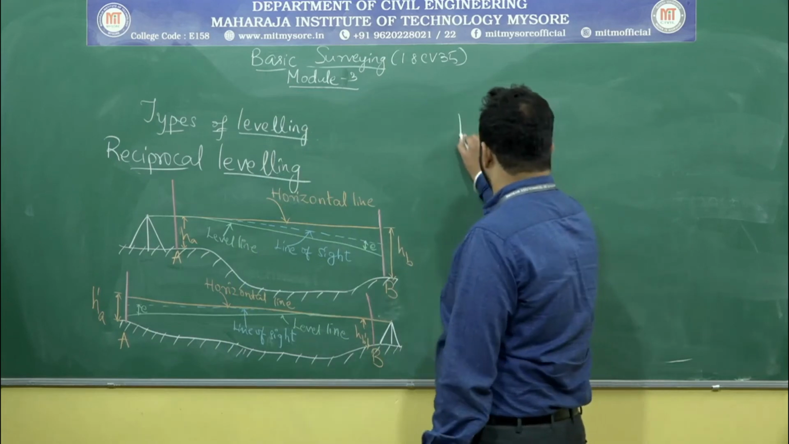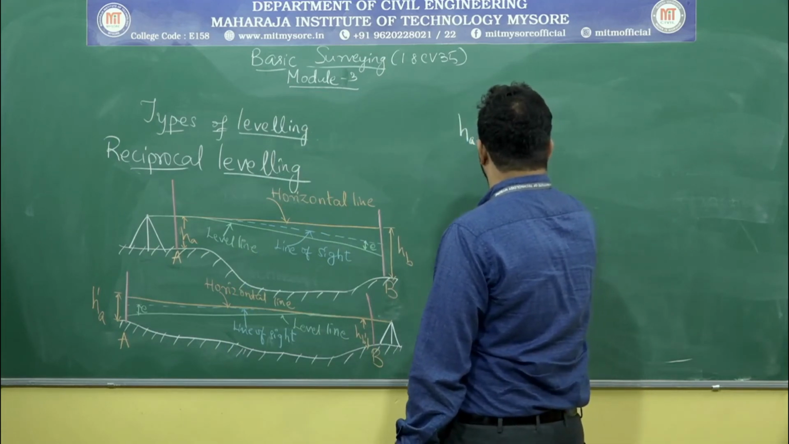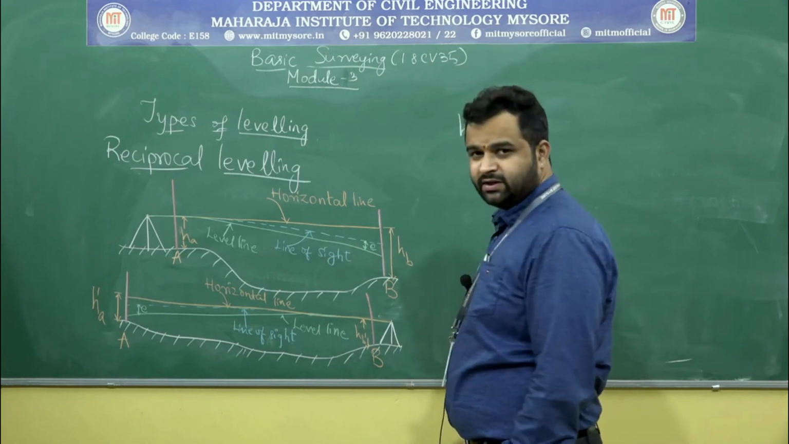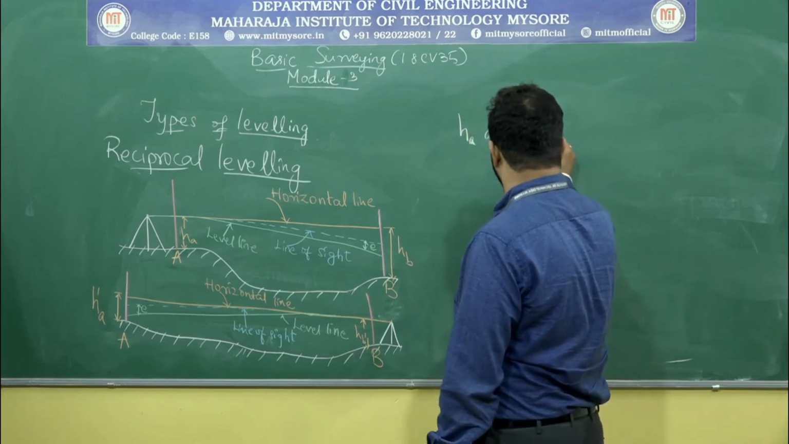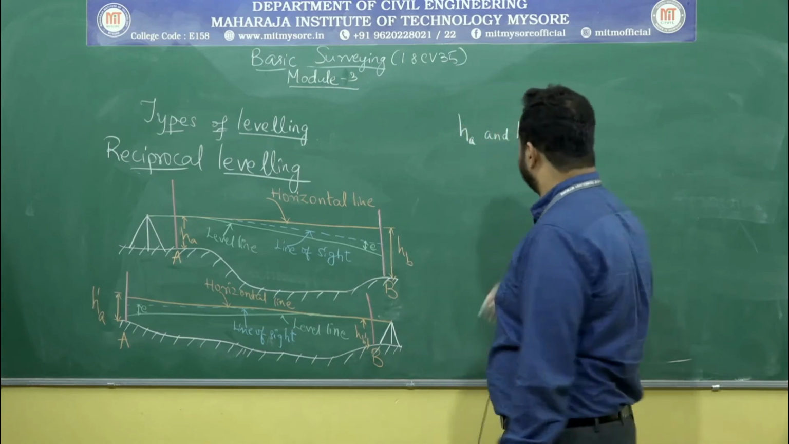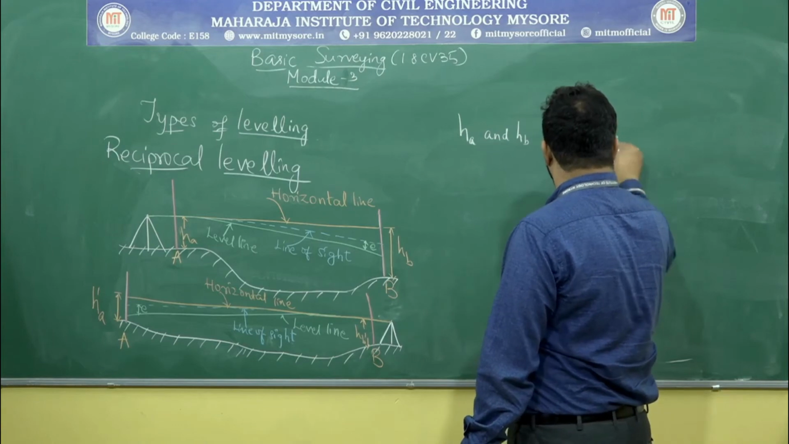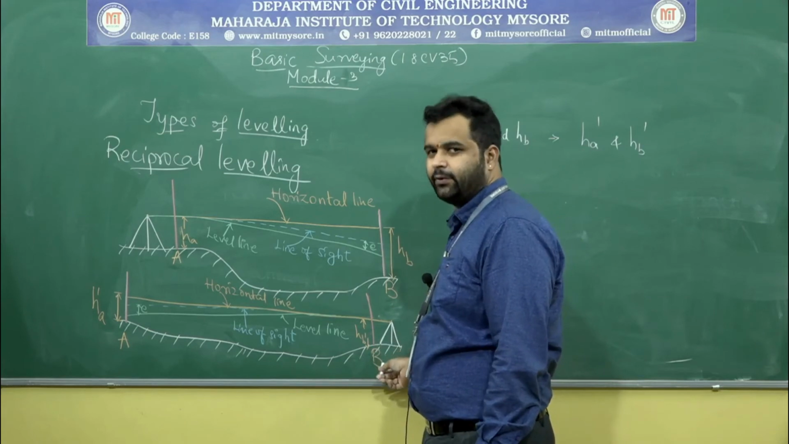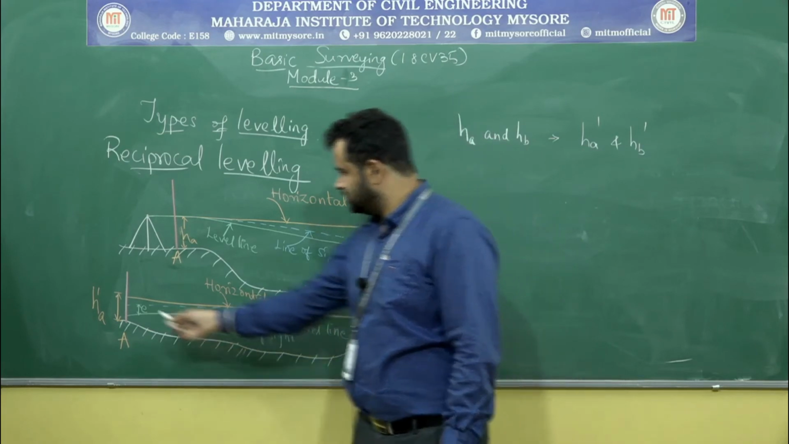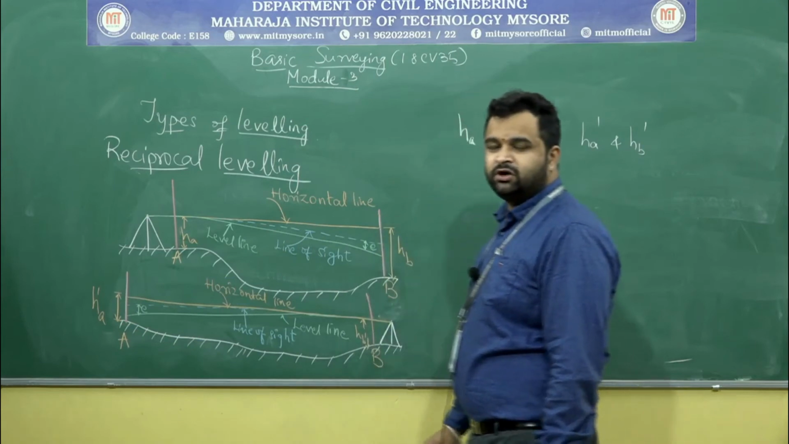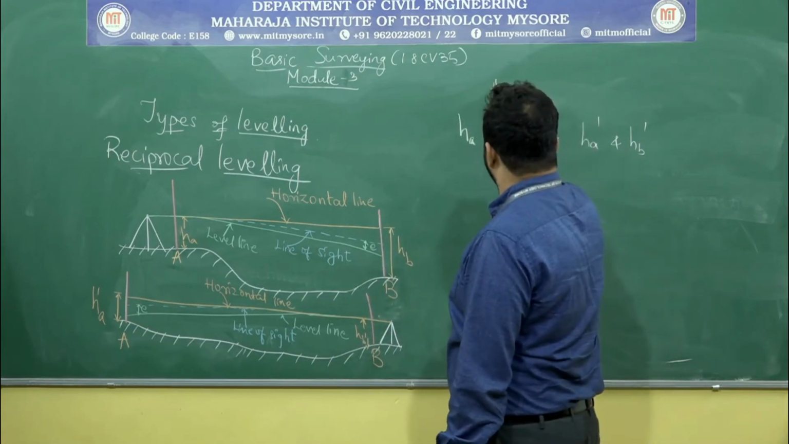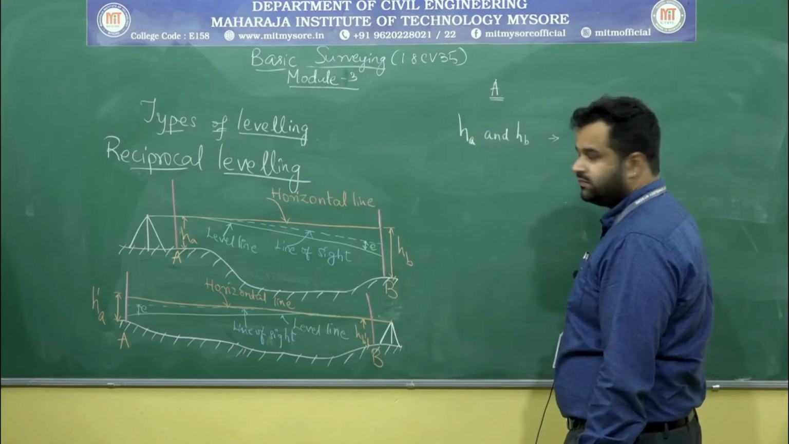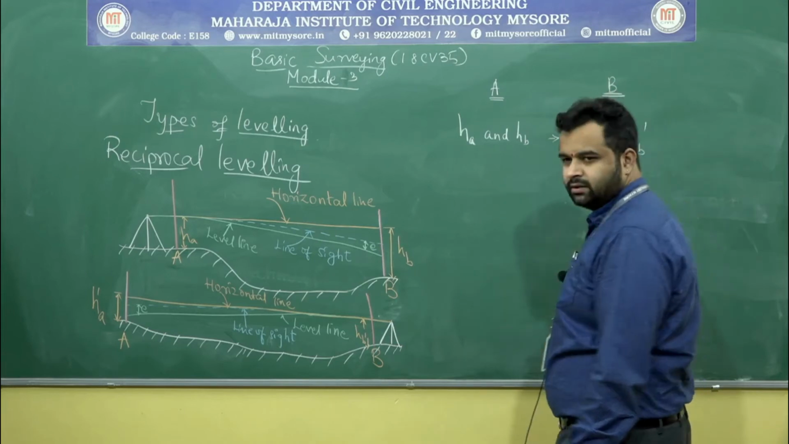Now let HA and HB be the staff readings at A and B when the instrument is set at A. Next, let HA dash and HB dash be the staff readings when the instrument is set near point B. So this is HB dash, this is HA dash. These were taken when the instrument was set near A, and these are the staff readings when the instrument was set near point B. Okay.